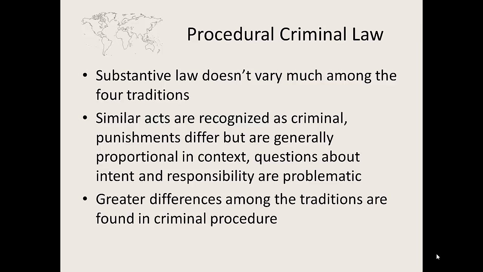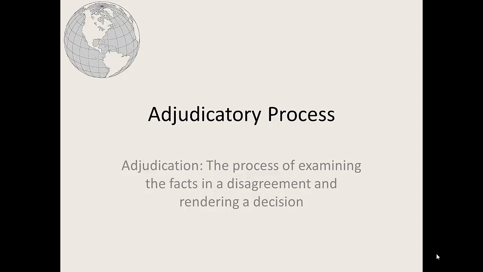Also, generally speaking, questions about things like intent and criminal responsibility are a bit more problematic, but for the most part, criminal justice systems around the world recognize such things as duress, immaturity, self-defense, those types of things as being similar in the sense of having to reduce criminal responsibility. Also, although intent can be described differently, in most jurisdictions there is some attempt to make a reference to intent. However, greater differences are found among the traditions in terms of criminal procedure.